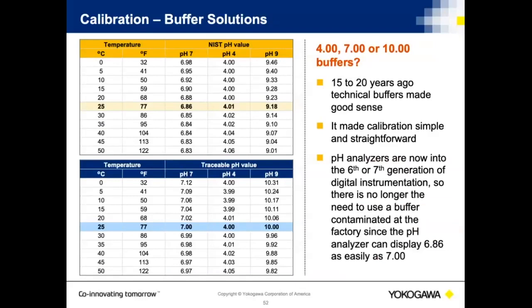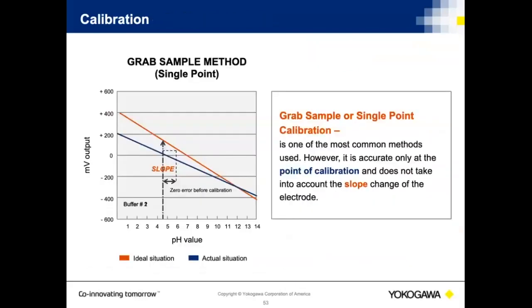Why did we have different buffers? Well, the reason we have different buffers is we used to have analog meters, and analog meters had an actual meter movement that you could not read to any great significance.